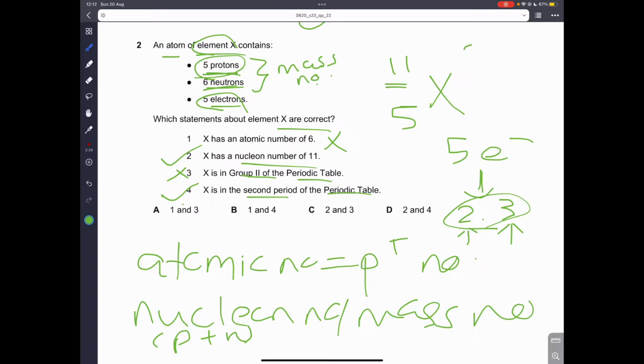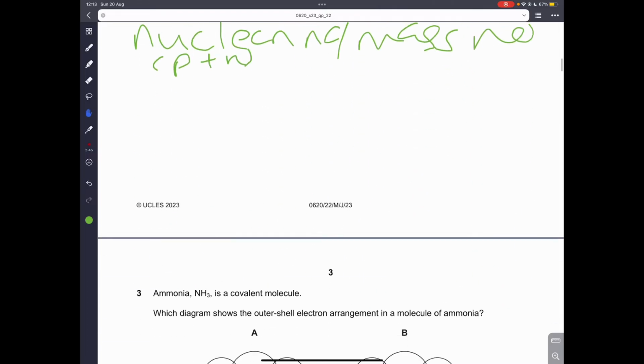For example, let's say potassium has 2.8.8.1, which is in the 4th shell, so therefore potassium is in the 4th period. So the same principles apply here. So 2 and 4 are the correct. D is the correct answer.